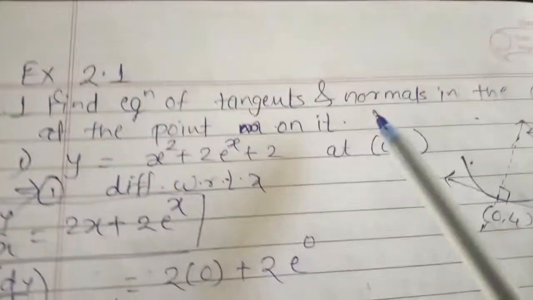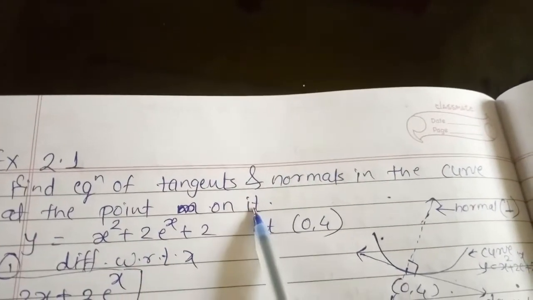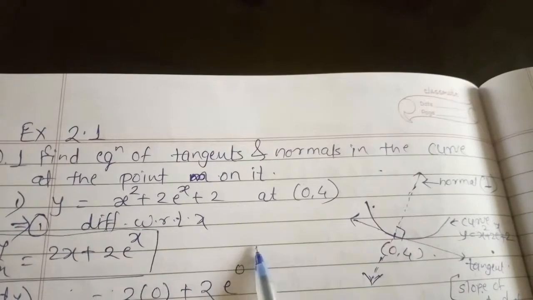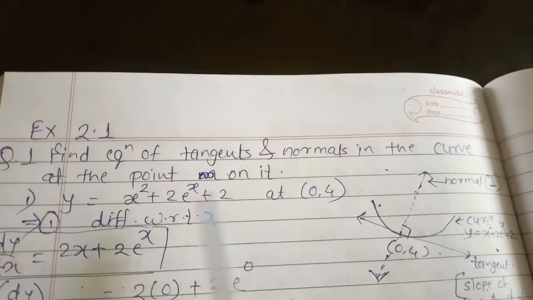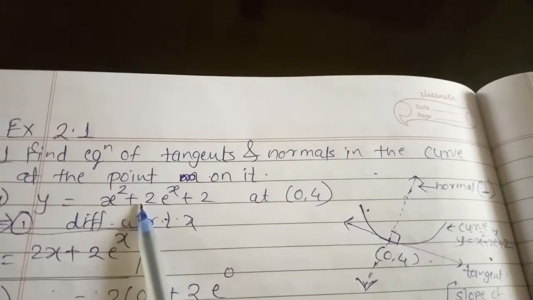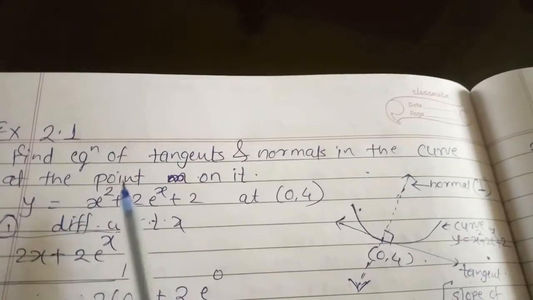Now we're going to start with exercise 2.1. So see the first question. Find the equation of tangent and normal to the curve at the point on it. Here we have questions 4 to 5. So first one we are going to see. Here we are given the equation of the curve and we have to find the equation of tangent as well as normal. So this is the equation of the curve.